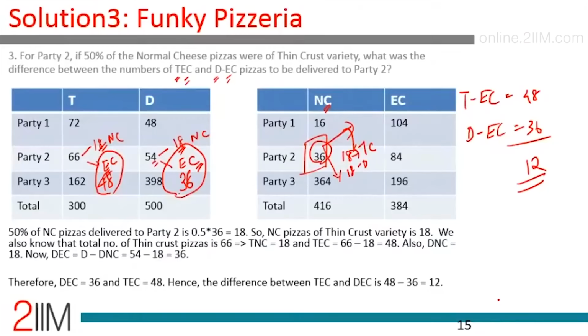And so party 1, party 2, party 3, thin crust and deep dish, normal cheese, extra cheese. I get this detail completely in. Then I can do every other variant from there simply enough. And so it's a very challenging set.